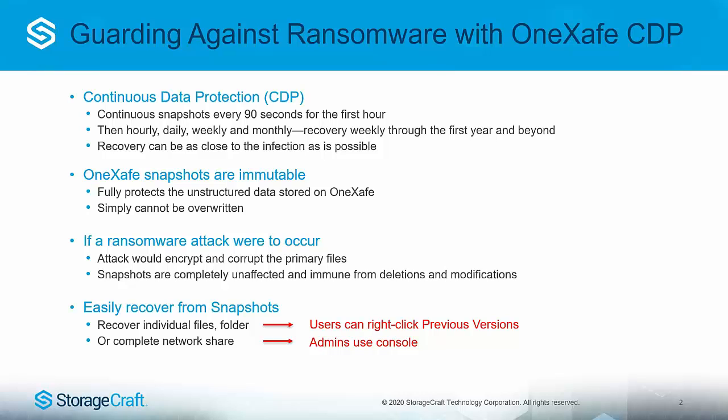And the really cool thing is it's really easy for users to right click on files or folders to access the Windows previous versions. But in terms of a complete network share, you could have hundreds of terabytes encrypted, and OneXafe has the ability to instantly promote one of those snapshots. So that's what we're going to dig into today. To do this, the admins will need to use the console, so that's what I want to take you through.